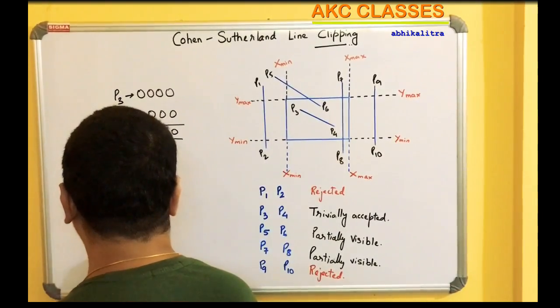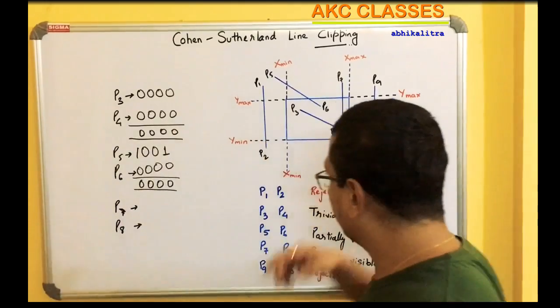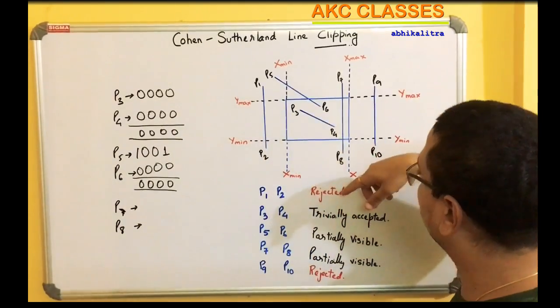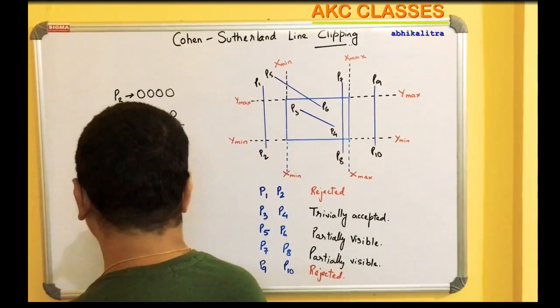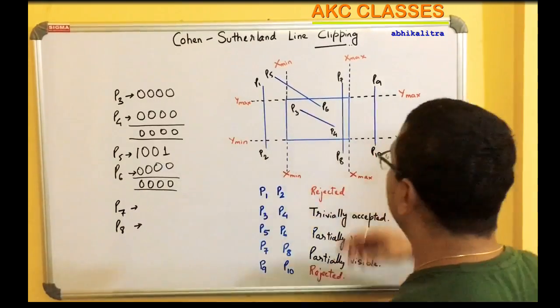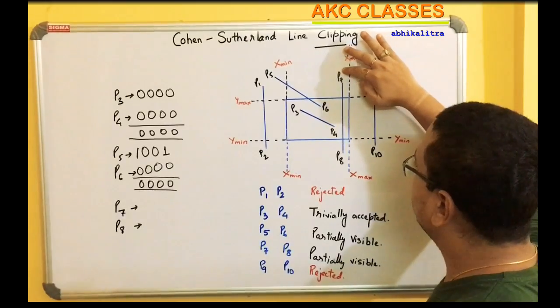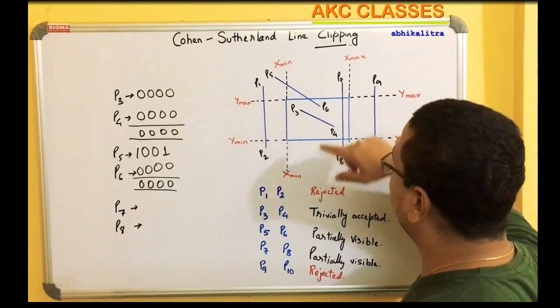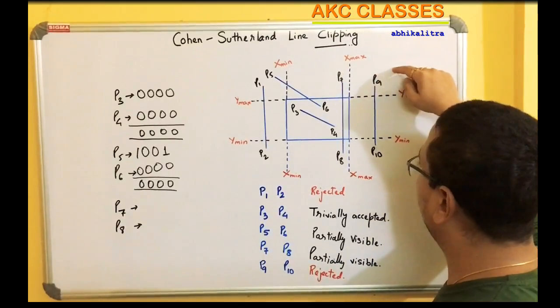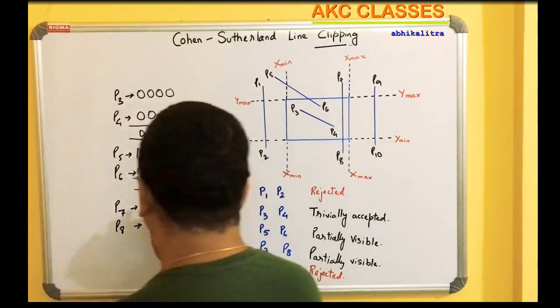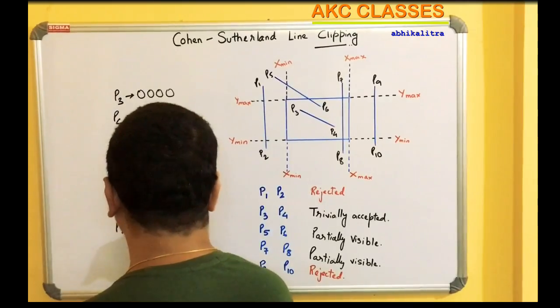Now for P7 and P8, both the endpoints are not inside the rectangle, but the line crosses the rectangle, right? So what about this? For P7, the region outcode: greater than y max, yes; less than y min, no; greater than x max, no; less than x min, no. So it will be only 1 triple 0, right?